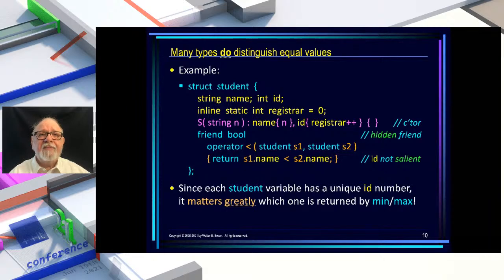But the point is that since each student variable has a unique ID number, even if they compare equal, it does matter which one is going to be returned by min and max and similar algorithms. So it matters to consider the case of equal values.